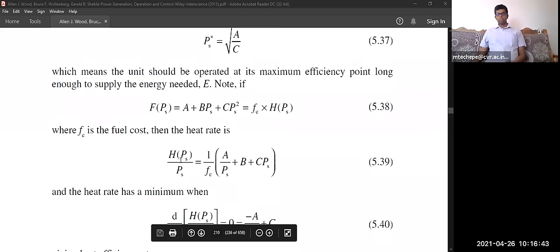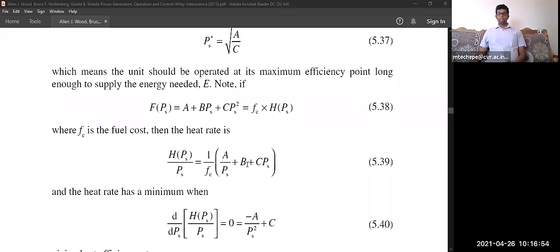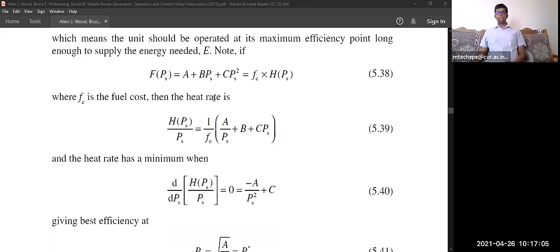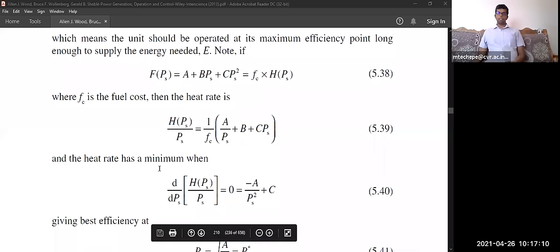Then the heat rate is given by h of Ps divided by Ps, which is equal to 1 divided by Fc into a divided by Ps plus b plus c into Ps, from this equation. If the heat rate has to be minimum, similarly like the fuel cost has to be minimum. So we have to differentiate this term with respect to Ps and equate it to 0.